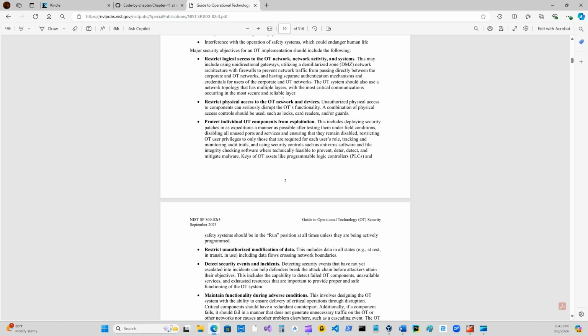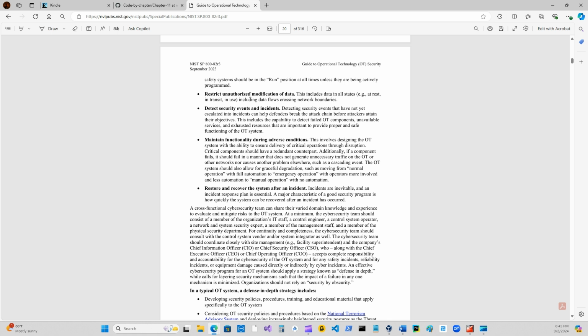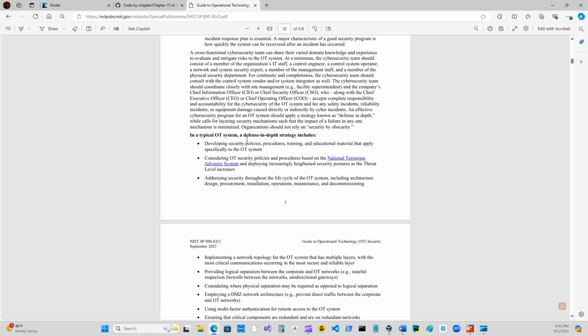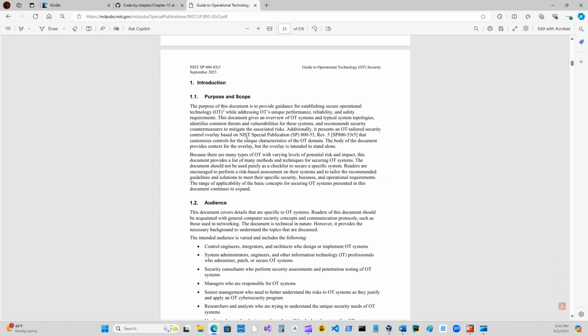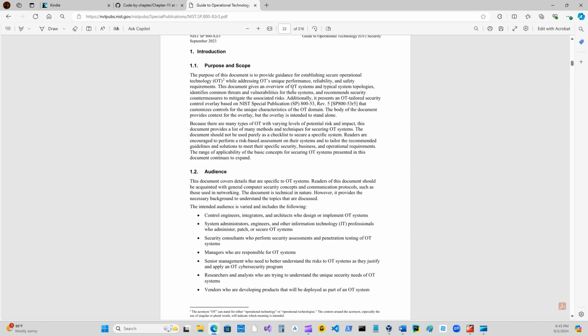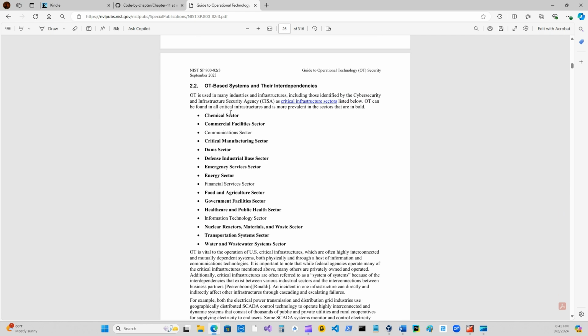Restrict physical access. Well, that's more of what I was talking about. Protect individual components from exploitation. Restrict unauthorized modification of data. Protect security events. These are just basics. But then it goes on and tells you what OT is versus IT. It tells you the purpose and the scope. You keep going, and then OT-based systems and their interdependencies.